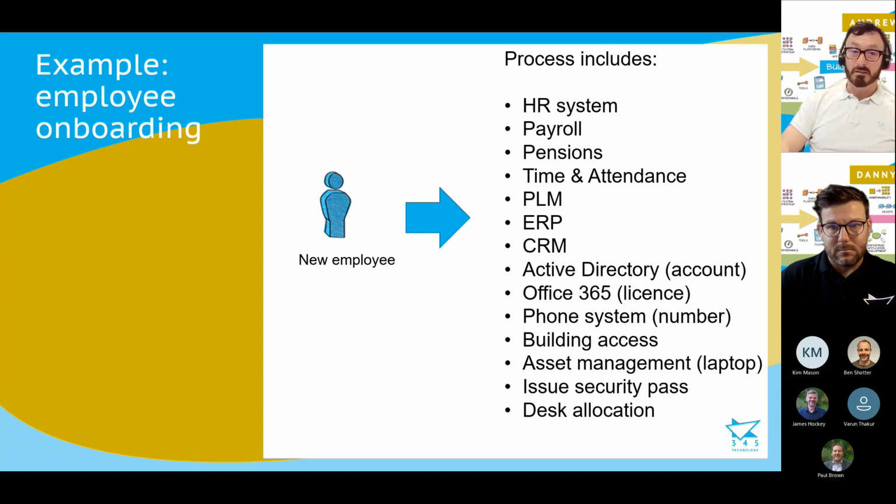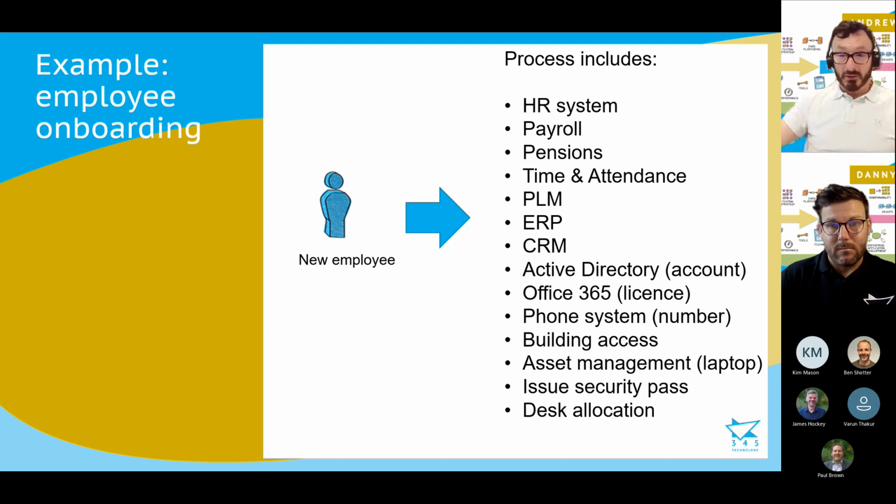laptop and that being recorded in your asset management system, given a security pass, maybe even allocated a desk if that's also part of your supported by system. So even something as simple as this has up to 12 or 15 systems easily that you might need to interact with, even on this very, very easy business process.